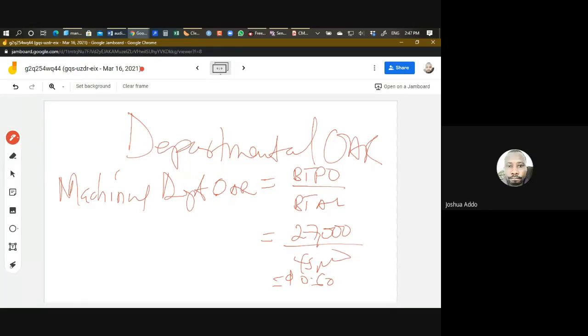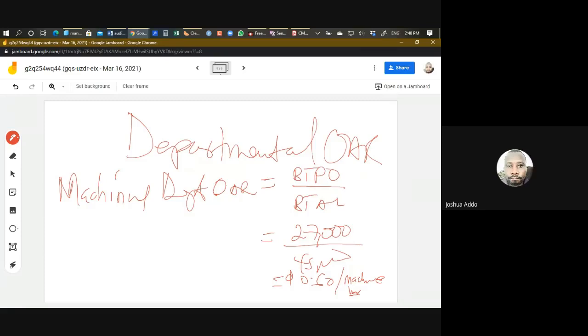It's not complete yet. I can foresee that most of you will leave your answers like this, and this answer will be short of some marks. So who wants to conclude it? Per machine hour. Good. Per machine hour.